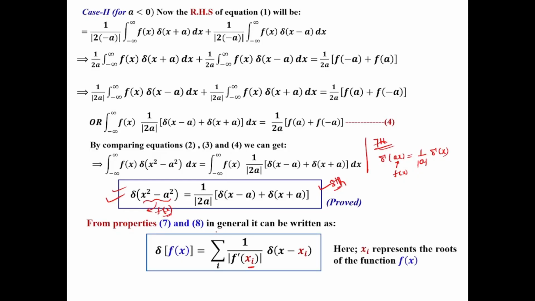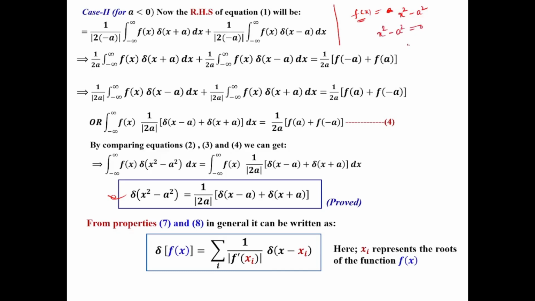Okay, here I am going to show you that this also satisfies the earlier properties. First I am going to show it for this 8th property. Here we found f(x) equal to x square minus a square, right? So if I take the roots of this function, then x square minus a square equal to 0, x equal to plus or minus a. The two roots are plus a and minus a.